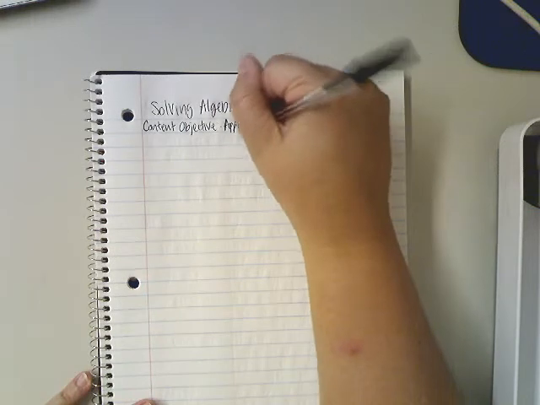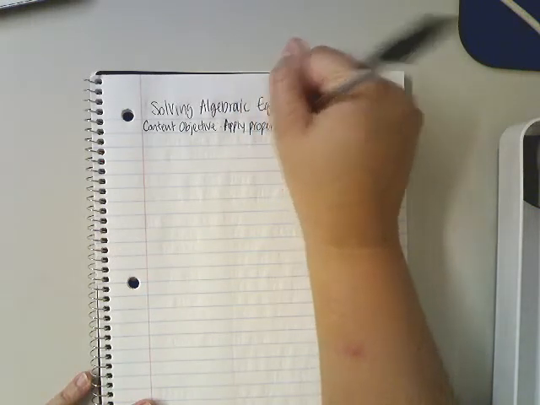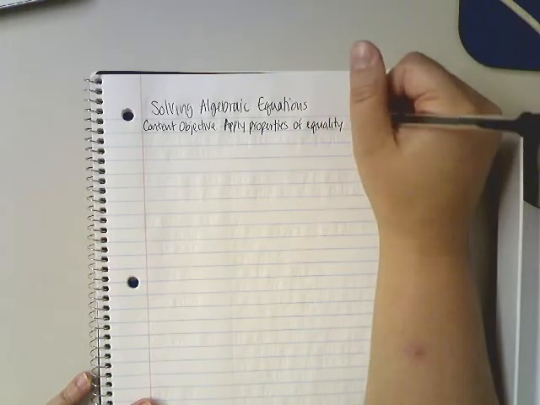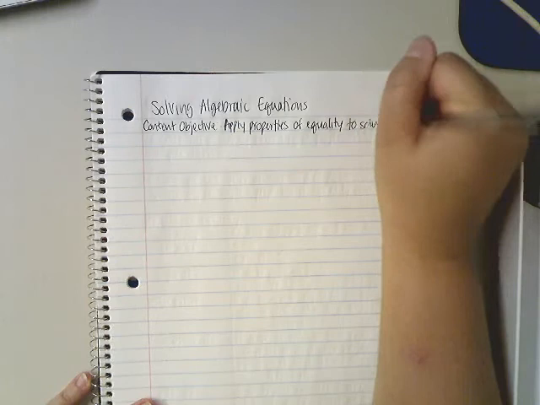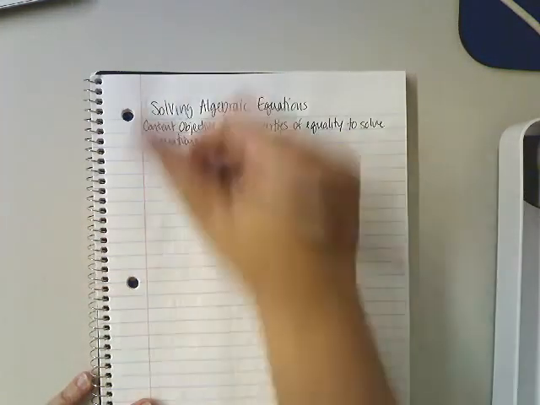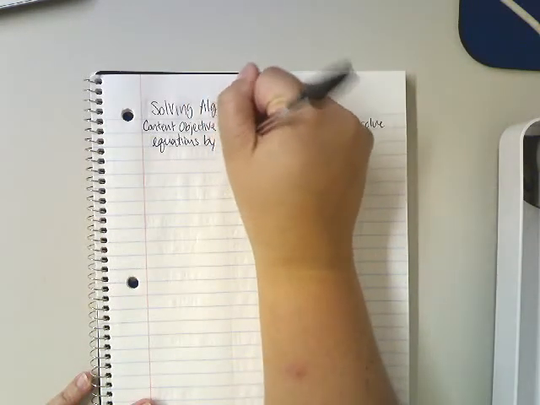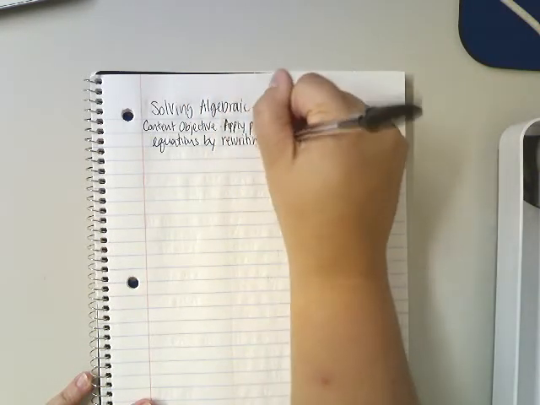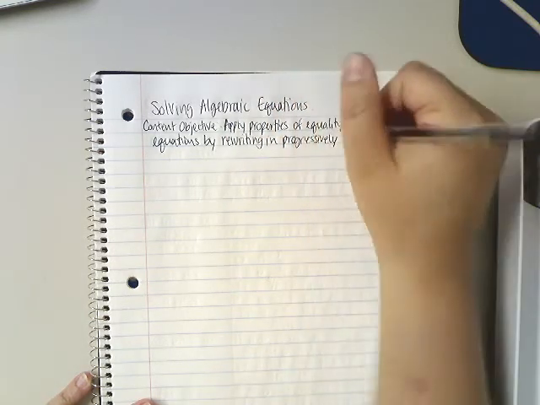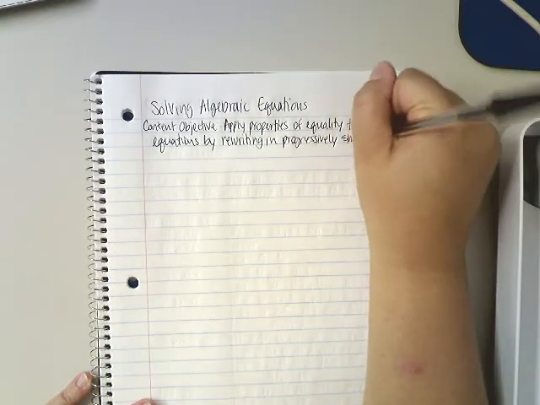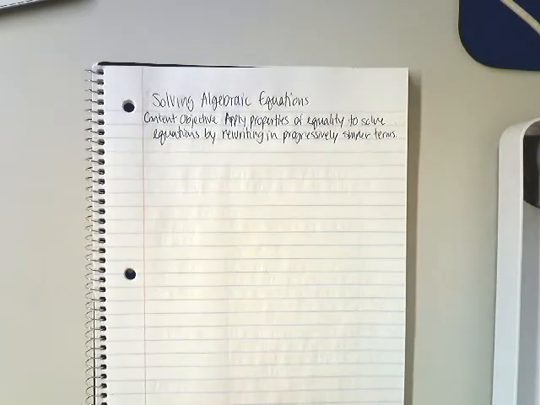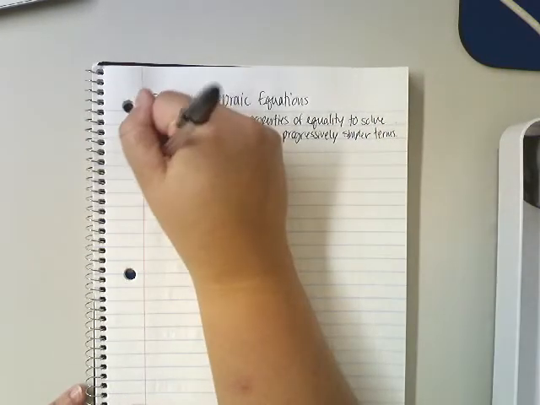I'm just going to be apply properties of equality to solve equations by rewriting in progressively simpler terms or forms.